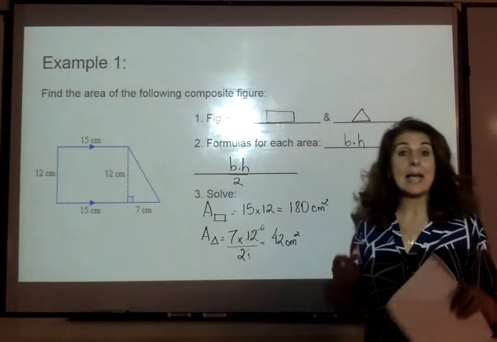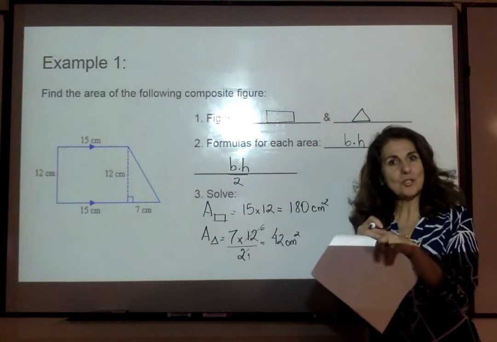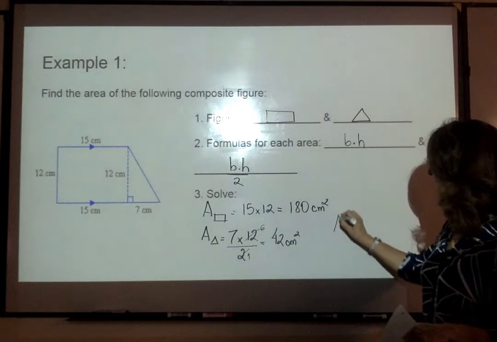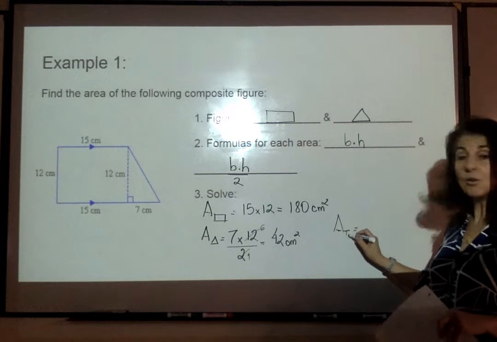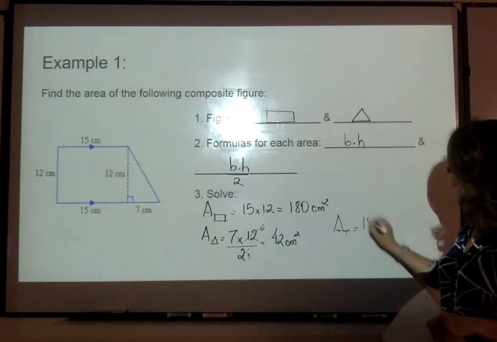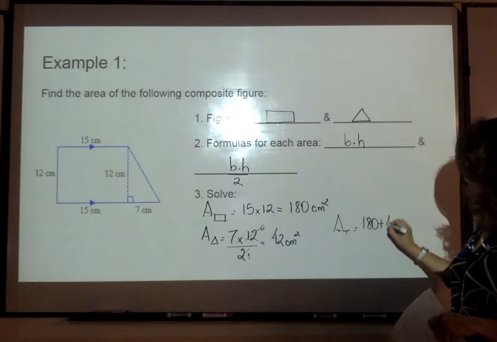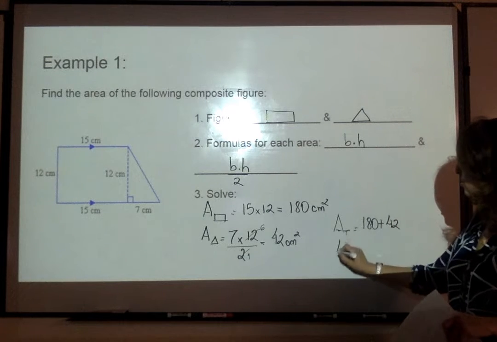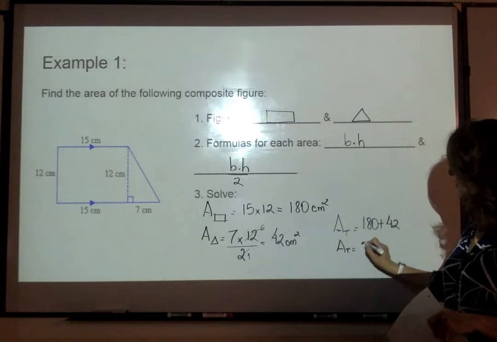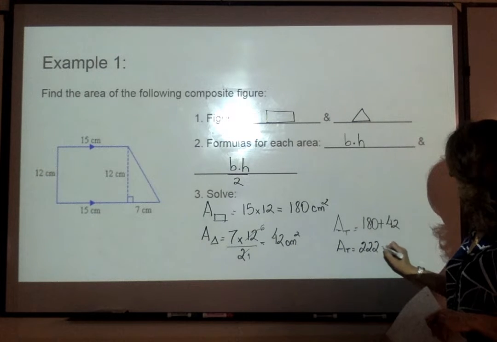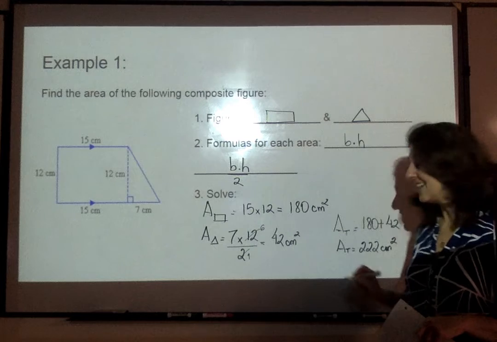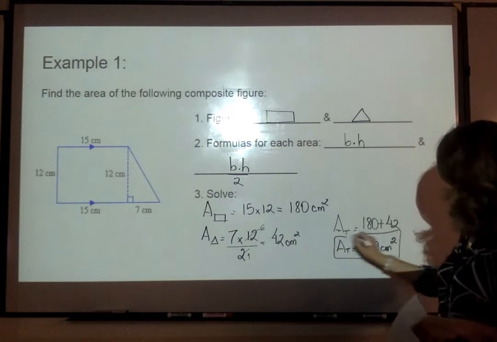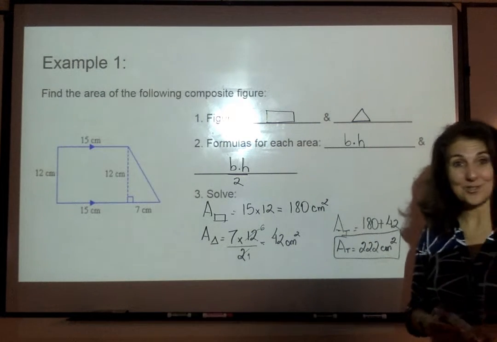How do I find the composite? I am just going to put them together. So my area, and I call this total, my area for the total shape is going to be 180 plus 42. So my area is going to be 222 centimeters squared. Okay? Don't forget to box your answer.